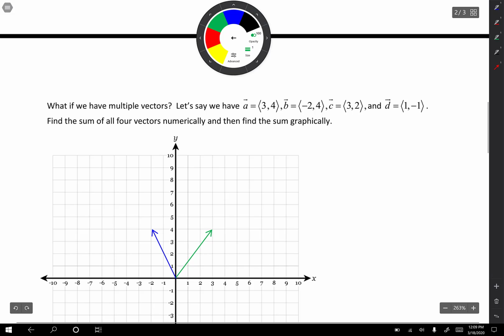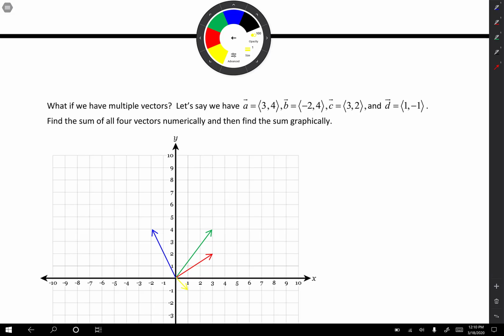So let's see. We've used green. We used blue. Let's use red. So 3, 2. Perfect. And then 1, -1. So let's use yellow. Yellow might be kind of hard to see. 1, -1. There you go. So we're going to add them all up.